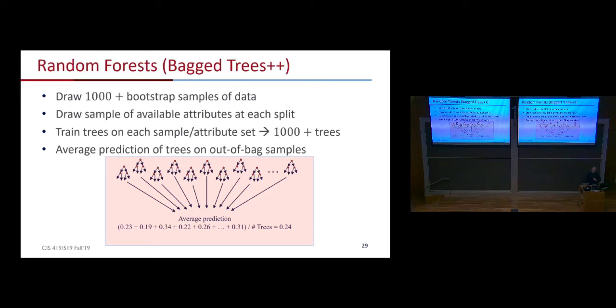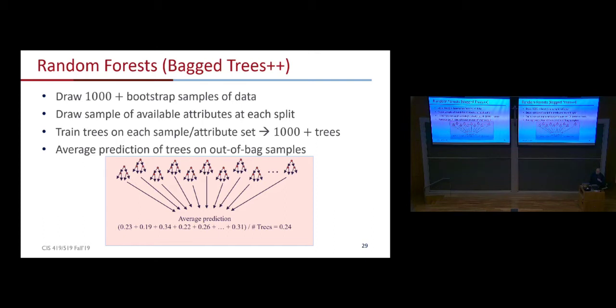Random forest is an improved version of bagged trees. Typically, you need to use more trees than in bagging. And the idea here is that you don't only sample data, you also sample features. So you don't always use all the set of features that you have. So draw a sample of available attributes in each split. You train trees for each sample attribute set. And again, you average the predictions.